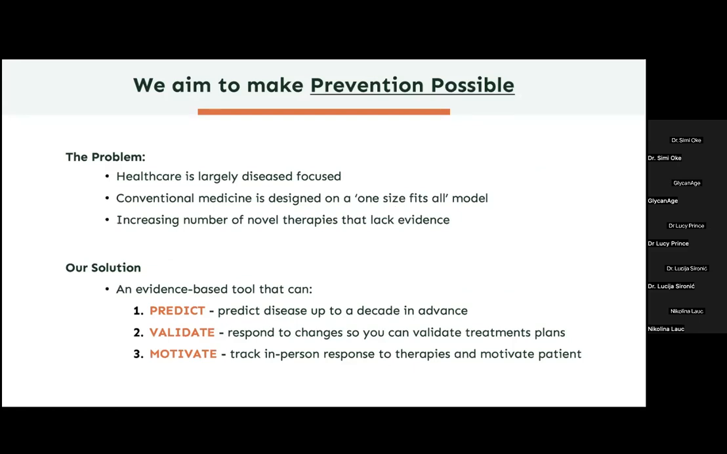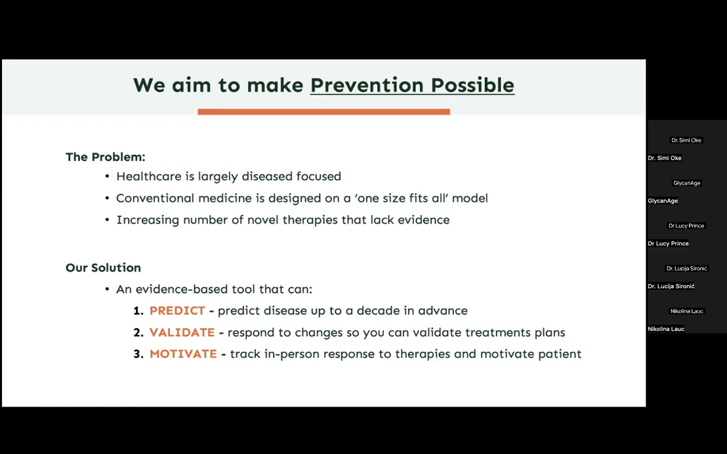When we think about GlycanAge, the main thing we're focusing on is the problem that currently exists in the system, and how GlycanAge works as a solution for this. I said at the beginning that one of the reasons I was frustrated working in healthcare was this lack of focus on prevention. But how do you actually make prevention possible? How do you change from a disease-focused system to one that focuses on the individual and improving prevention? Ultimately, GlycanAge aims to be a solution for that.